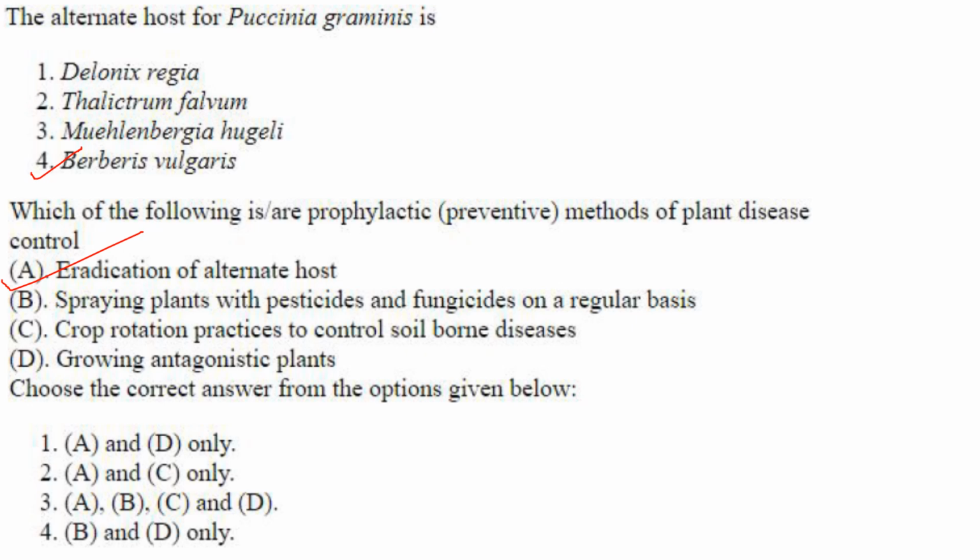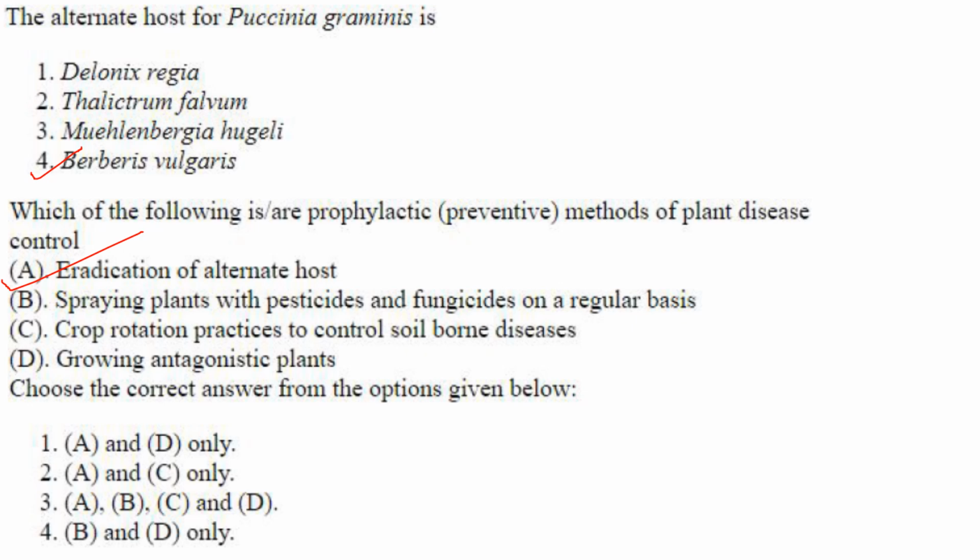Then spraying plants with pesticide and fungicide on a regular basis, that is not a correct method because it aims to control the disease symptoms only after the disease has appeared. It is not a preventive measure. Okay, so B is not correct.